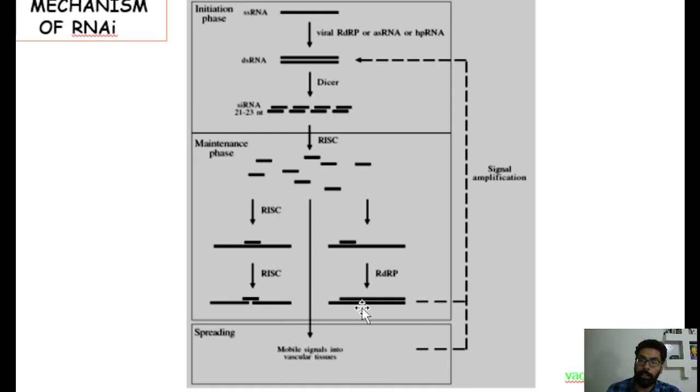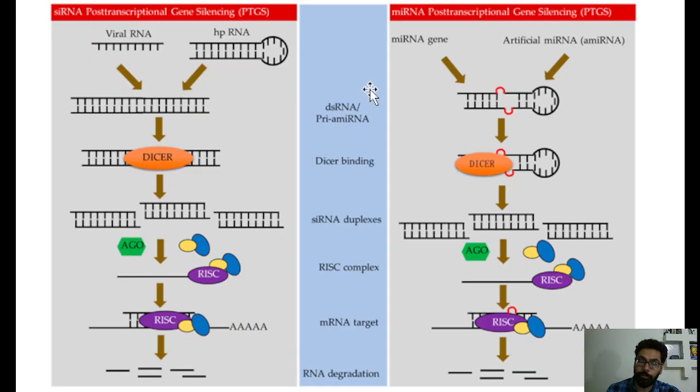Or it can bind to the targeted mRNA, where RNA-dependent RNA polymerase activity will amplify this signal, and more double-stranded RNA will be created, and more siRNA will be created, and spreading of these signals will happen, and more RNA silencing will be observed.